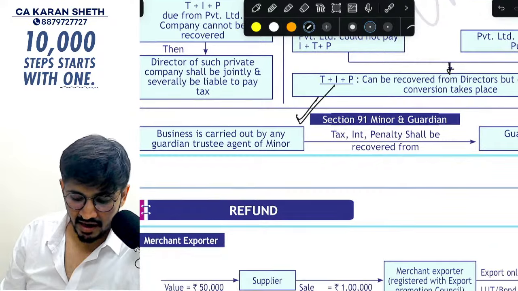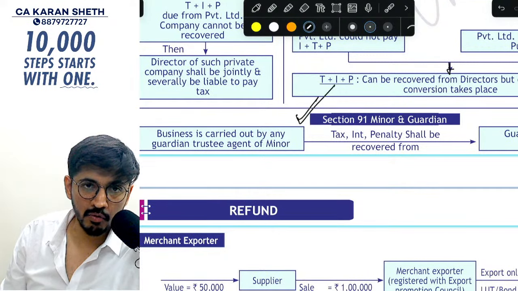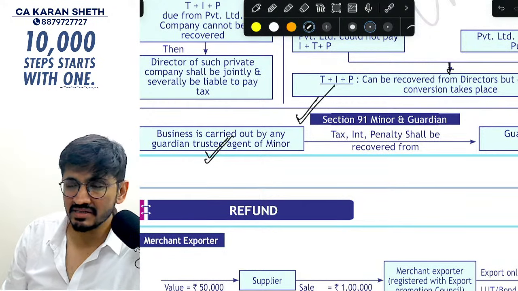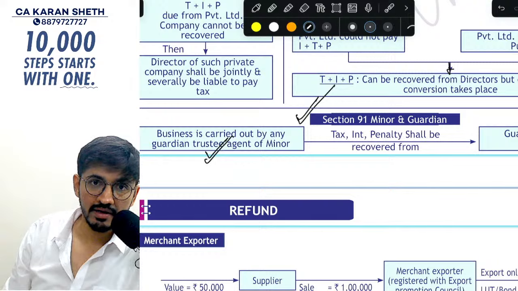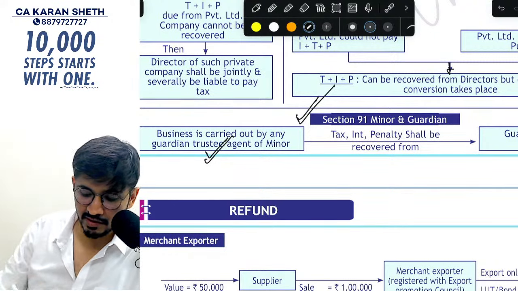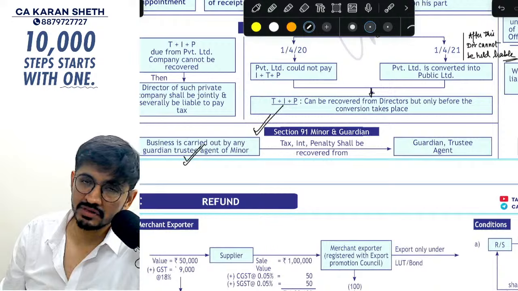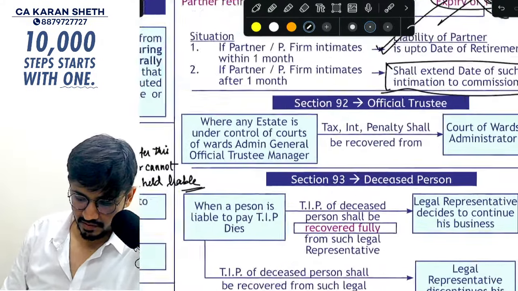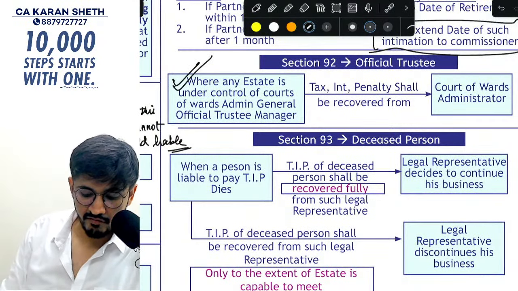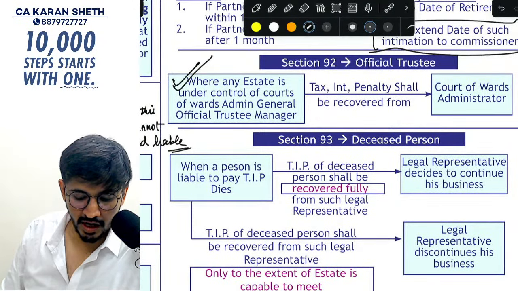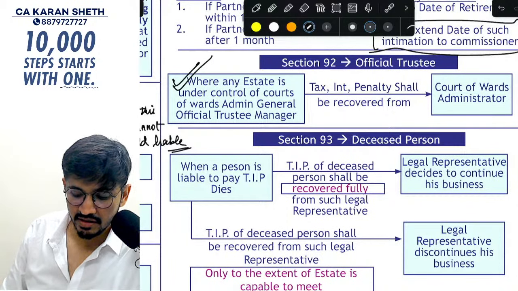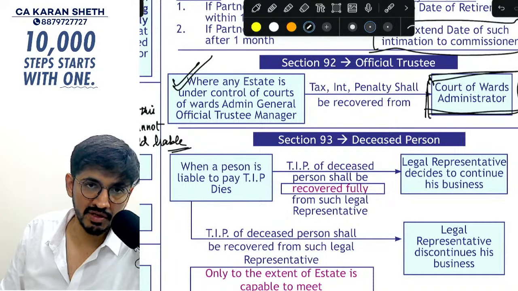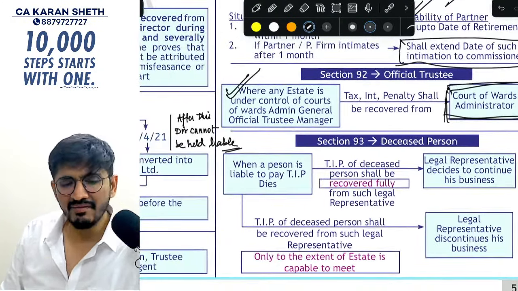Next, section 91, minor and guardian. Understand that the business is actually carried out by the trustee on behalf of the minor, right? So it is the trustee who will pay tax on behalf of the minor. Till what extent? Till the extent that the minor becomes major, right? And once he becomes major, he will start paying taxes. Got it? Okay. And where any estate is under control of courts or wards or administrator general, official trustee or manager, then obviously these trusted people are the people from whom the tax will be collected. And understand that they will never pay tax from their own pocket.